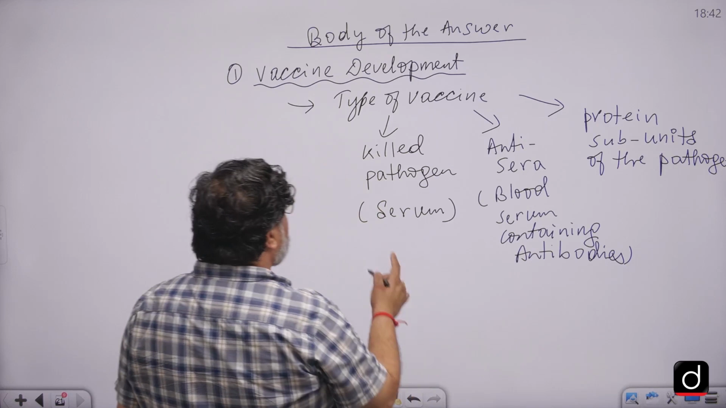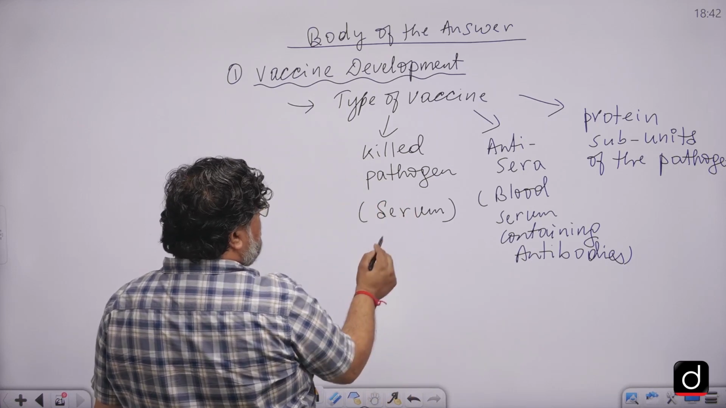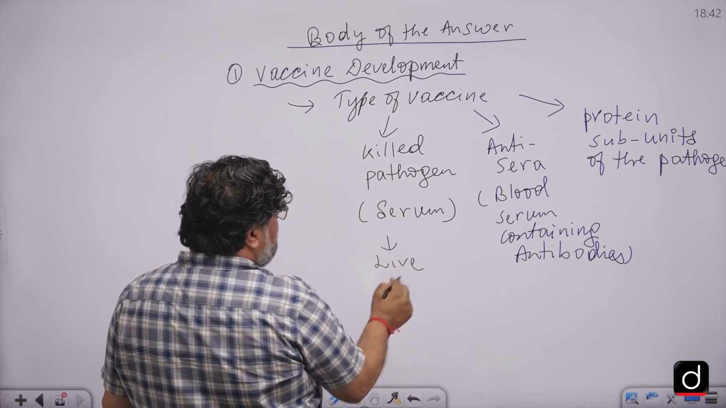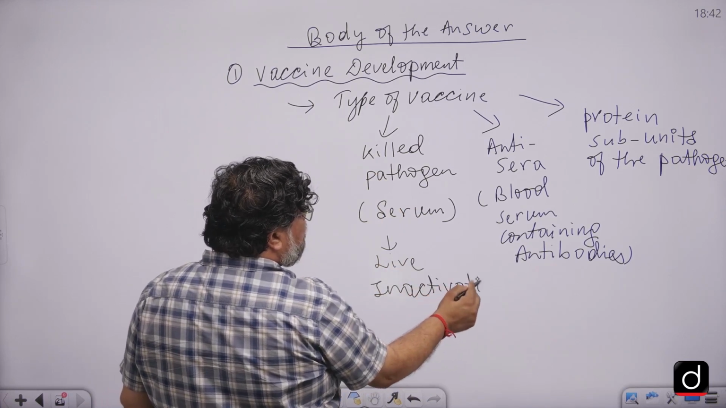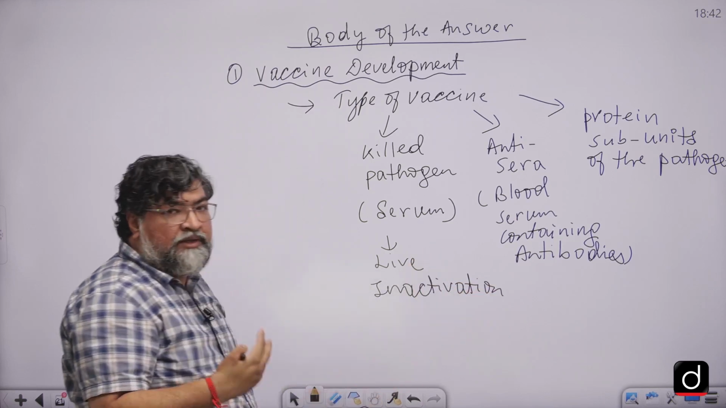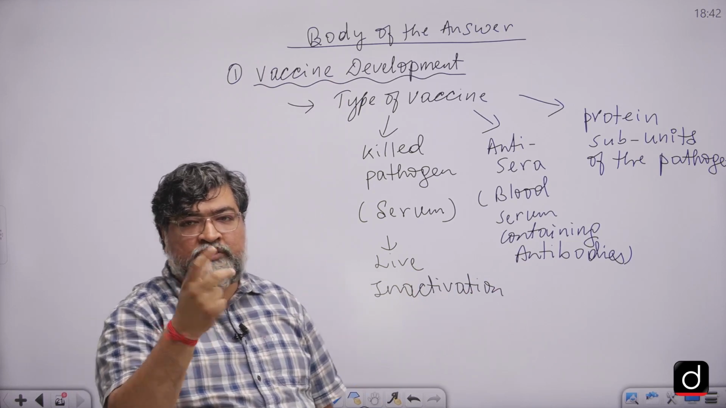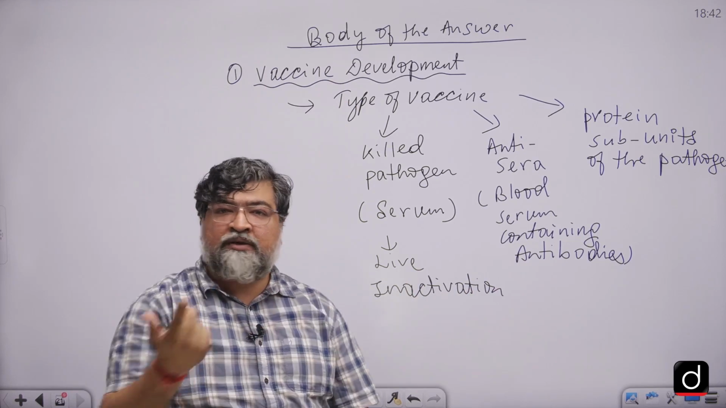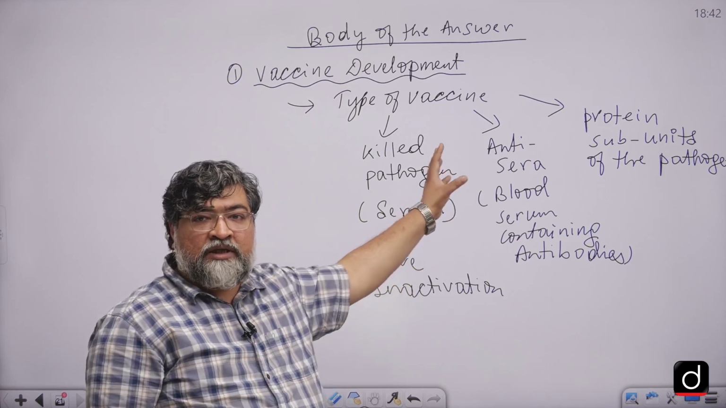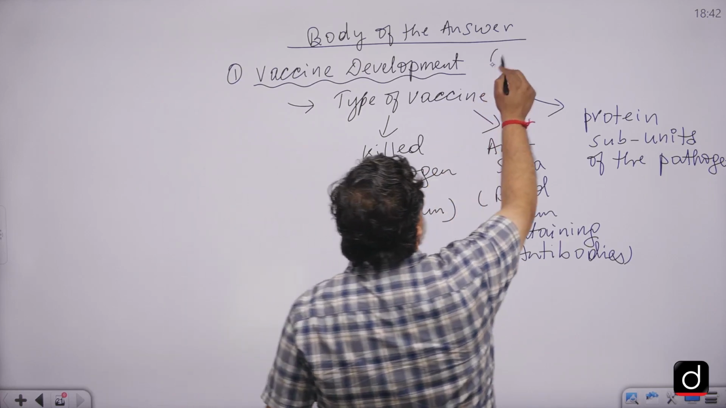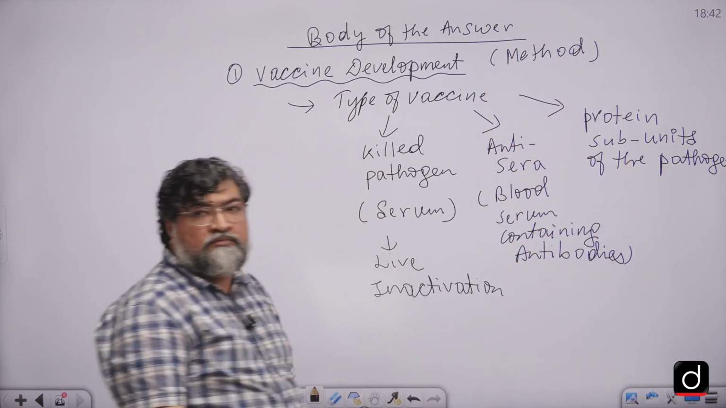So what is done here? One is that we kill the pathogen, that is called live attenuation, inactivation. In the lab, we attenuate it, we inactivate the whole virus, and that solution, serum, becomes the vaccine which one can take. So here to talk about methodology, the question is asking the method. What are the methods of development of a vaccine?